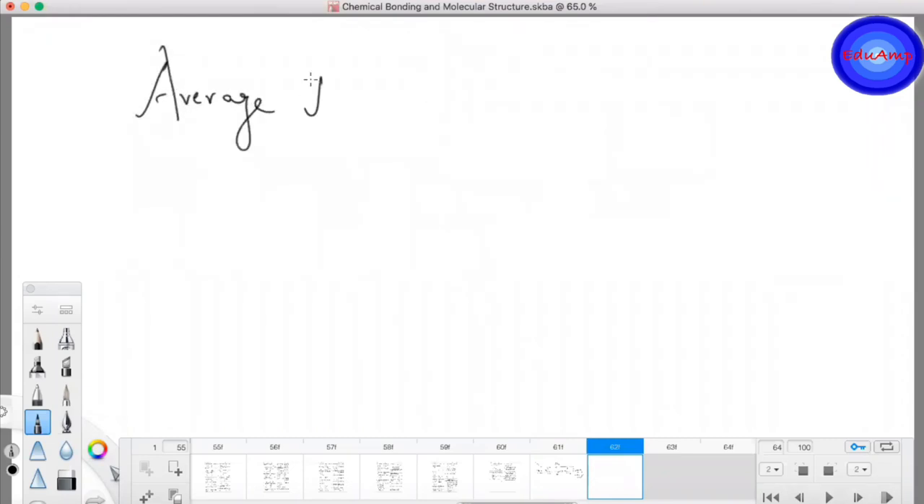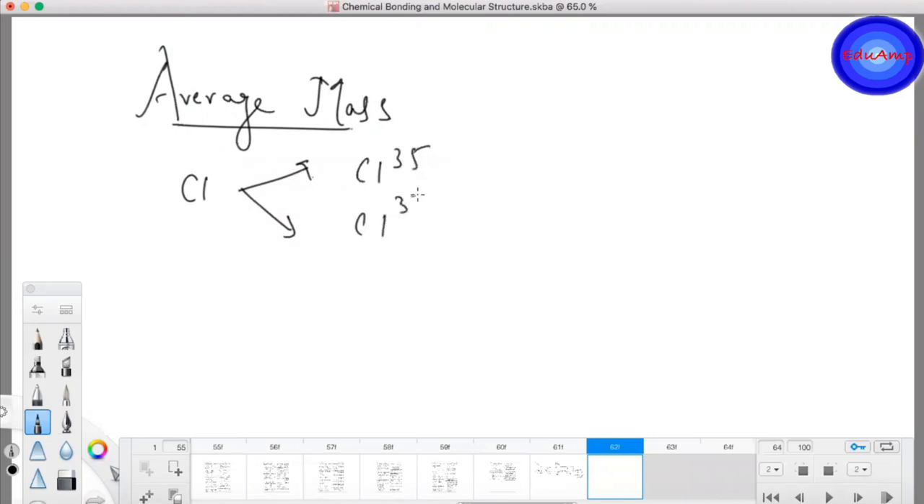What is average mass? What kind of mass is this? See, in nature, there are different types of atoms. For example, if we take chlorine, in nature there are two types of chlorine based upon isotopes: chlorine 35 and chlorine 37. In nature, the abundance of chlorine 35 is almost 75%, whereas chlorine 37 is almost 25%.